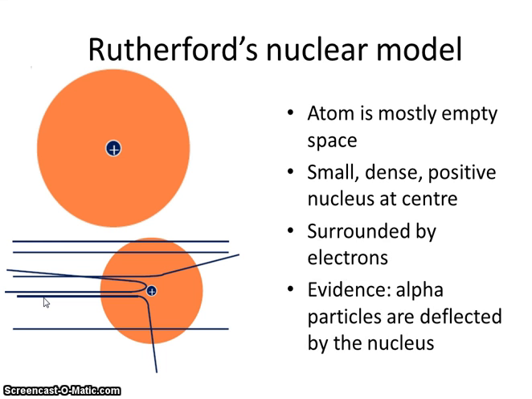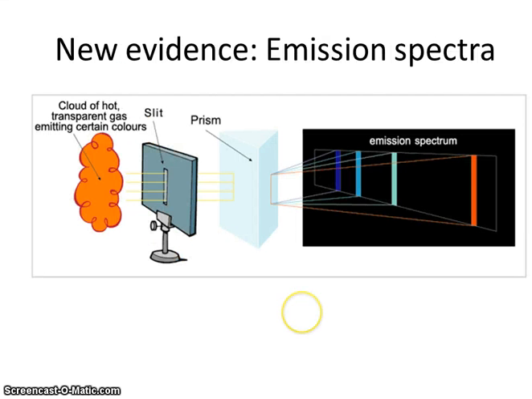So, here's our Rutherford nuclear model. Mostly empty space, dense positive nucleus surrounded by electrons, and here's the evidence for it.